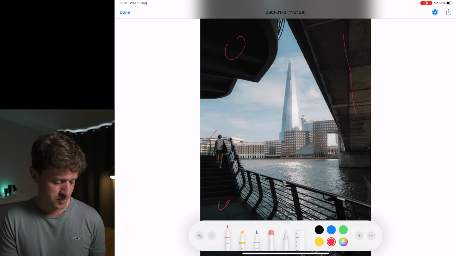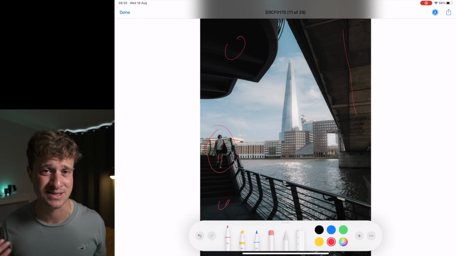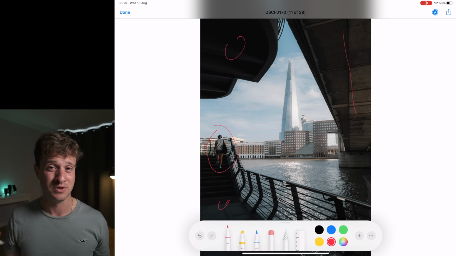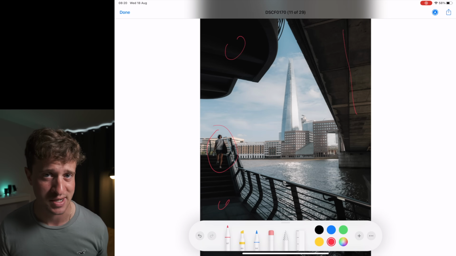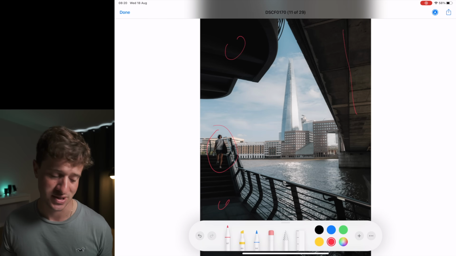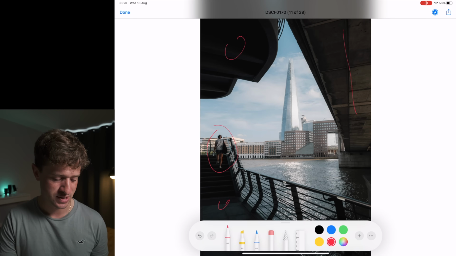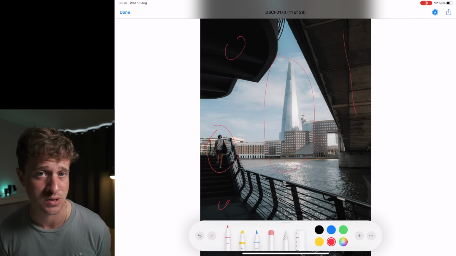Now, you haven't got a person here, but to be honest, that person is only there for scale. They're not the subject, they're not a point of interest at all. The main interest point is the Shard, which is bang in the middle and framed.